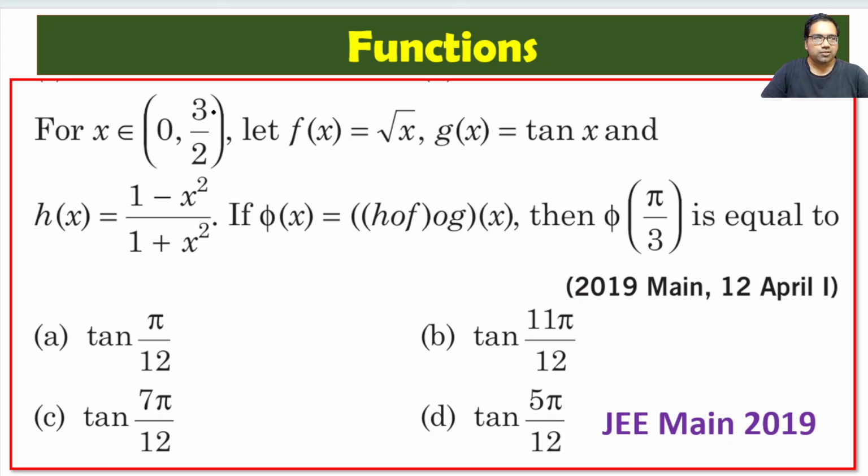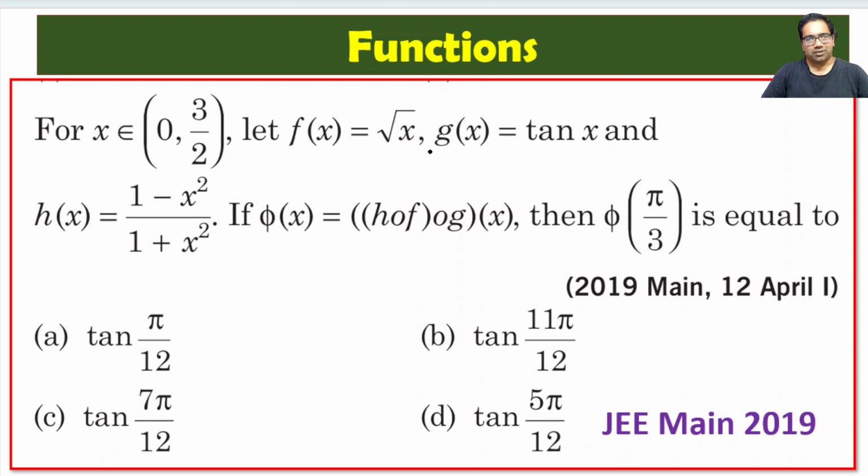Okay, so x belongs to 0 and 3 by 2. Why is 3 by 2 significant here? Because tan pi by 2 is not defined. What is pi by 2? Pi by 2 is roughly 1.57, right? That is 1.57 roughly.